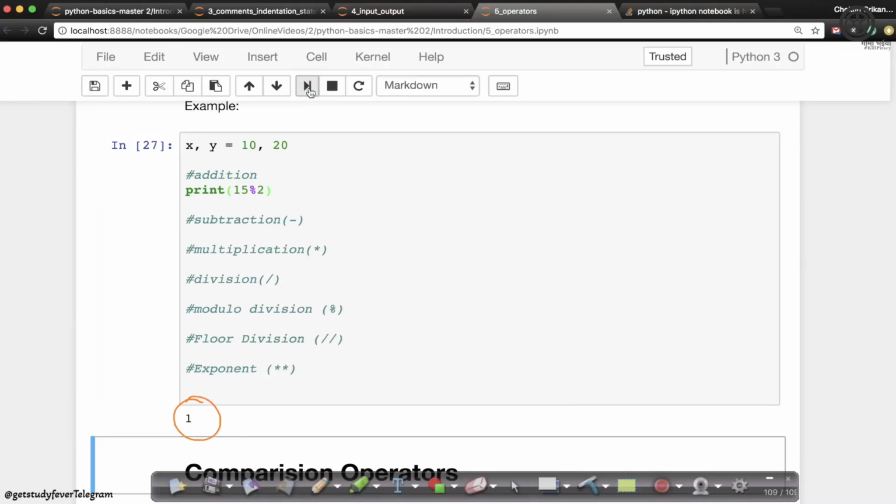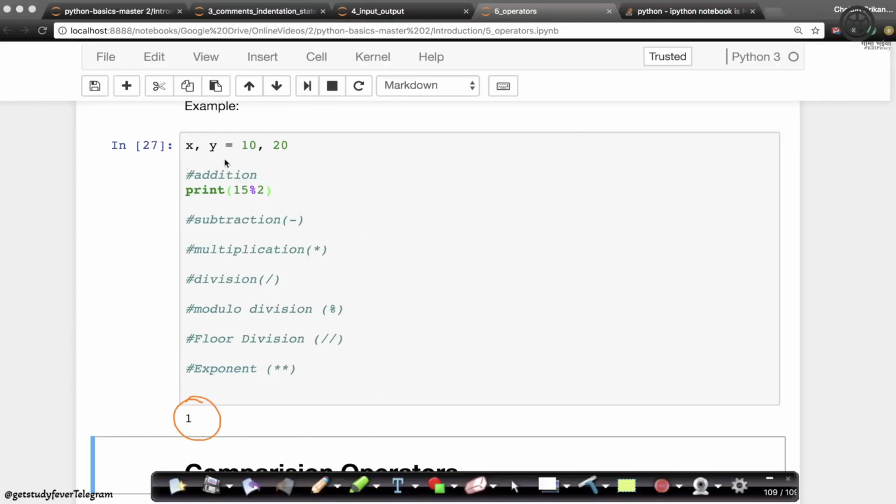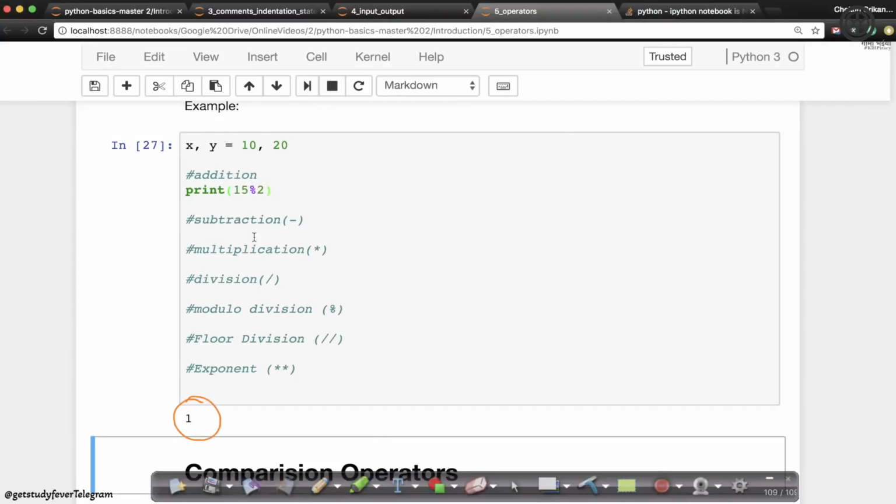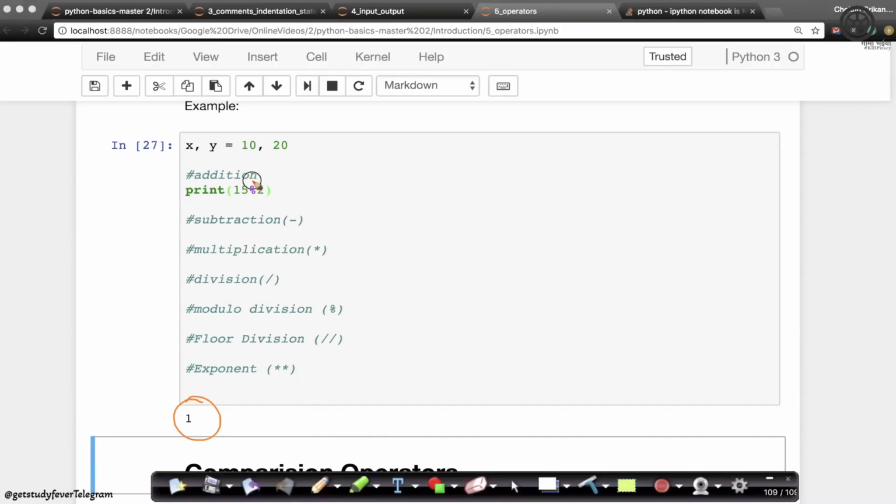So for those of you who do not know what this percentage operator is, it's also called a modulo operator. What it does is, it divides 15 by 2. So 2 sevens are 14. It gives you the remainder that you get, which is 1 in this case. And that's the output of 15 modulo 2. It's nothing but the remainder that you get when you divide 15 by 2. Those of you who have some familiarity with any programming language would immediately recognize this.